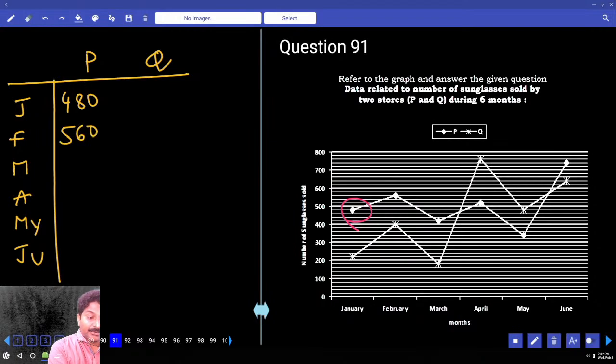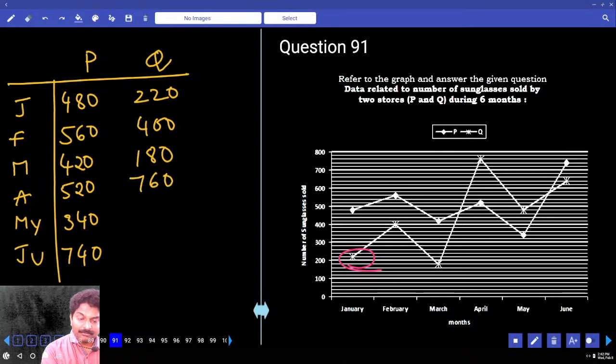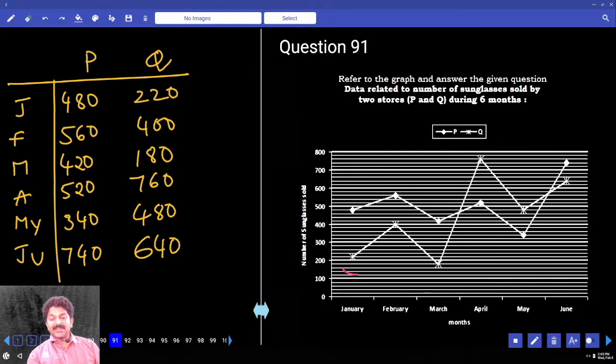560, 420, 520, 340, last number 740. And now Q January 220, 400, 180, 760, 480, and then 640. Because numbers are not written here, we definitely need to write the table first and then calculate values.